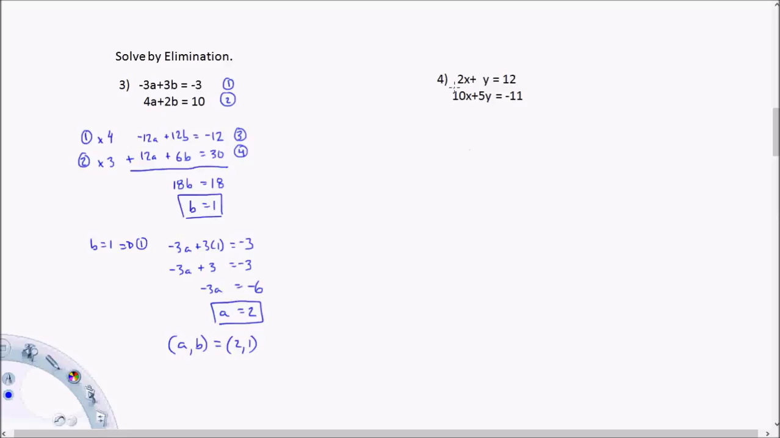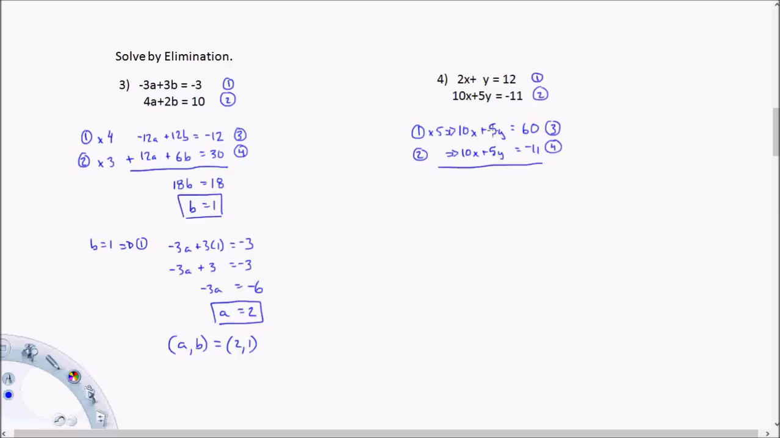Question 4. We see that we can scale up to identify the least common multiple of, say, the y values by multiplying equation 1 by 5. So if we do equation 1 times 5, we would end up with 10x plus 5y is equal to 60. And that can be equation 3. And equation 2 just remains the same. So we can just rewrite that as 10x plus 5y equals negative 11.